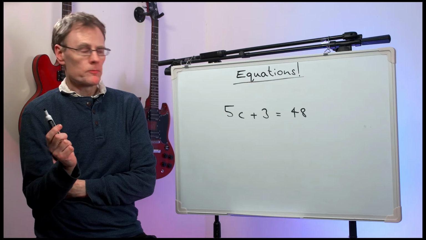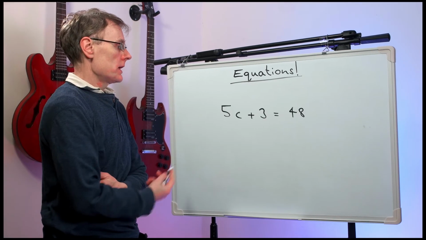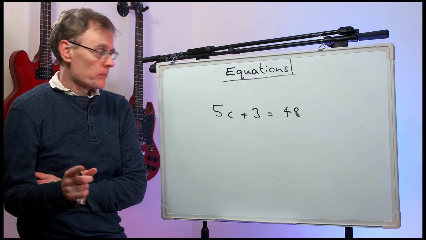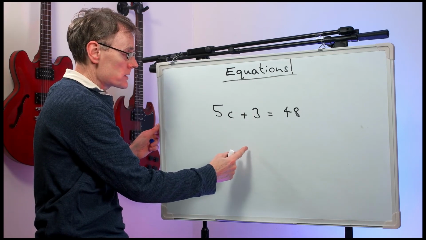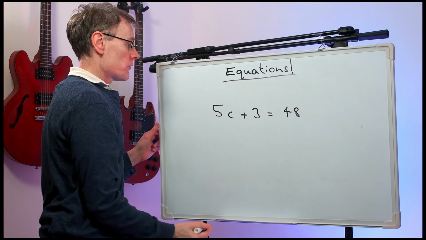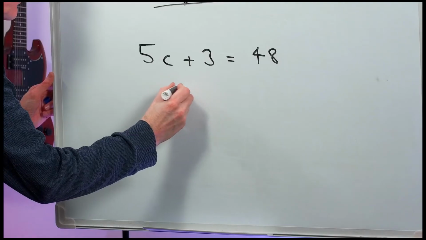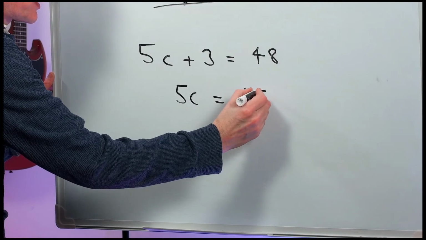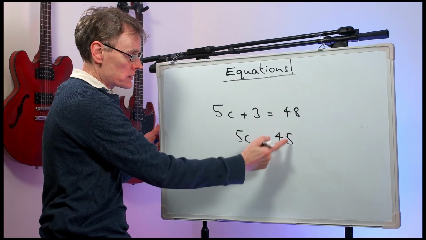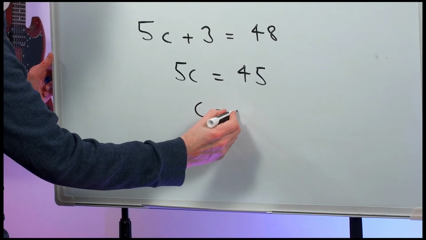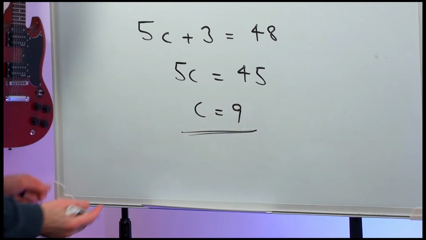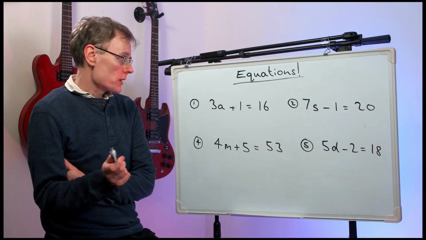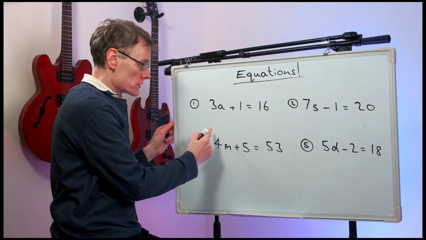Here's another one. 5c plus 3 equals 48. So I want to get rid of that plus 3. I'm going to take away 3 from this side, so I must take away 3 from that side. So 5c equals 45. Now I'm going to divide both sides by 5. c equals 9. Okay, here are 4 more questions for you to have a go at. Copy the question and show your lines of working properly.